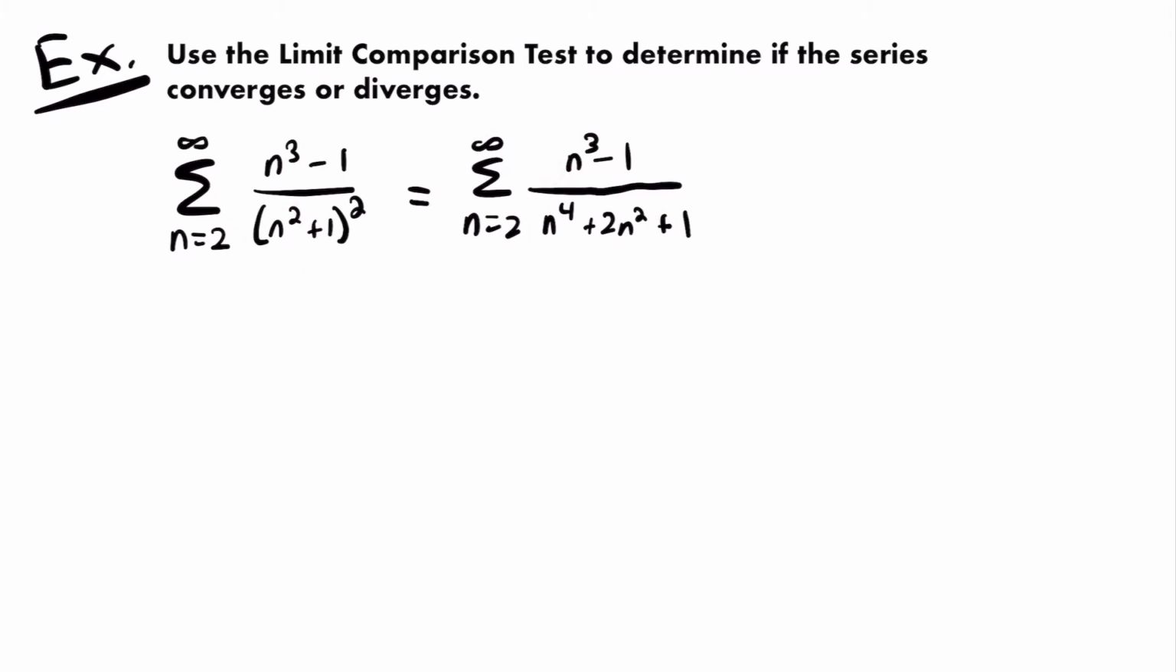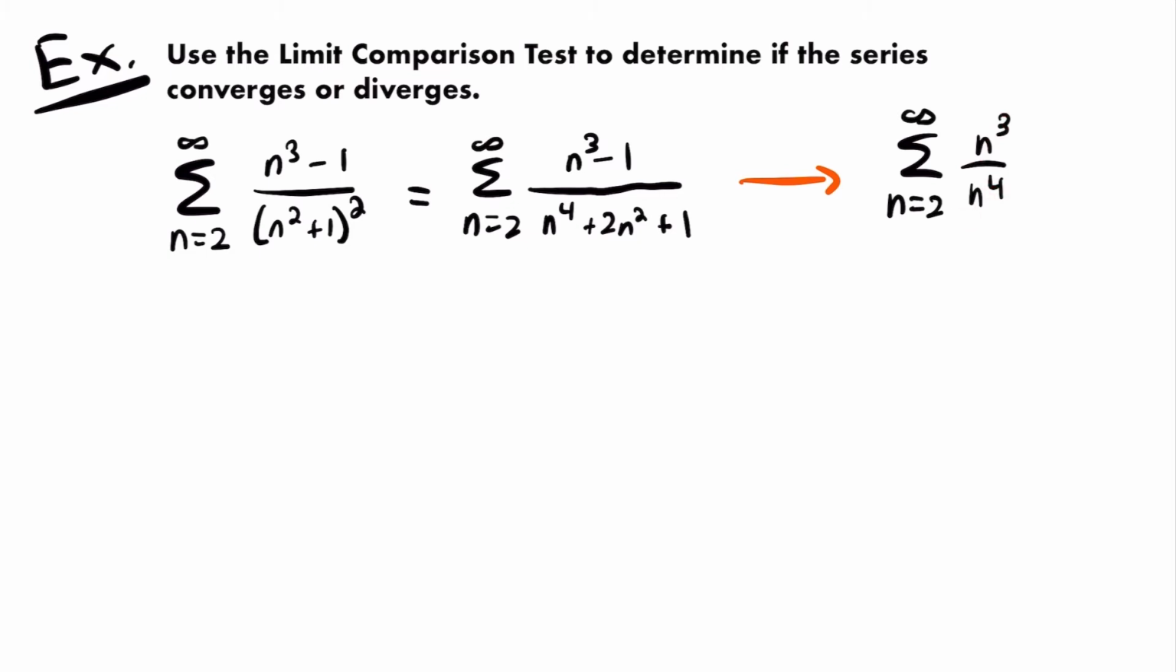Now we can explicitly see what our highest powers of n are in the numerator and denominator. And so the comparison series that we are going to want to use is much easier to see. In this case, we will use the series where we have the sum from n equals 2 to infinity of n cubed divided by n to the fourth power, right? Those are the highest powers of n in the numerator and denominator. There is no higher power than n cubed up top, and there is no higher power than n to the fourth in the bottom.